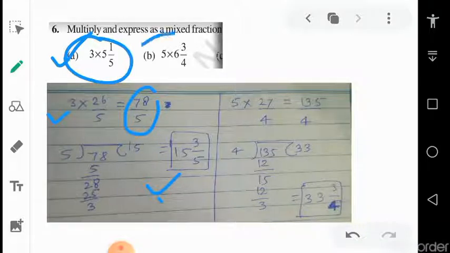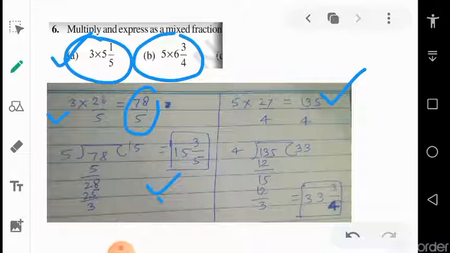Alright. Similarly, the second can also be solved: the mixed fraction 6 and 3 upon 4 is converted to 27 upon 4. Here, multiplying by 5 we get 135 upon 4. After division we find the answer is 33 and 3 upon 4. So it's also a very important question. You must know how to multiply a whole number with a mixed fraction. Whatever the fractions are, there are 3 cases: either it is a proper fraction, an improper fraction, or a mixed fraction.